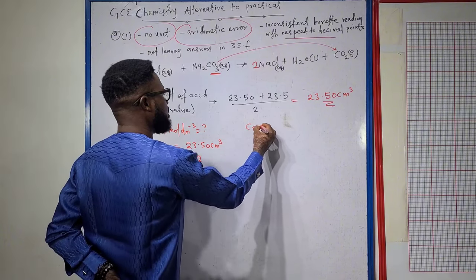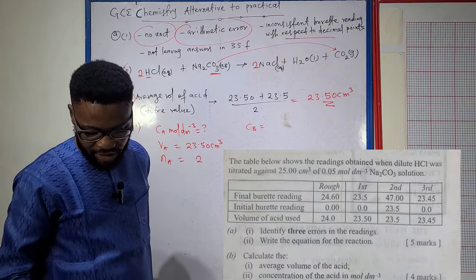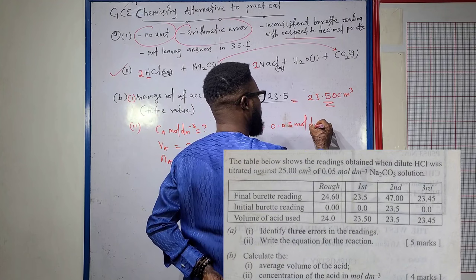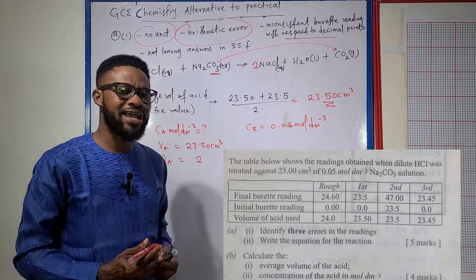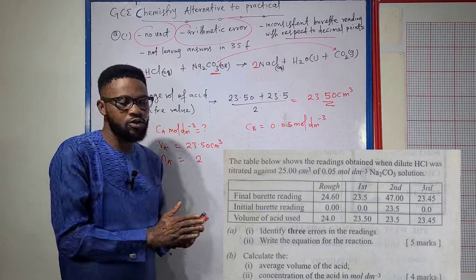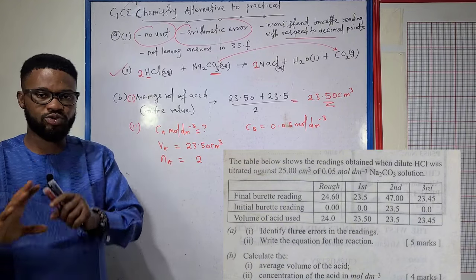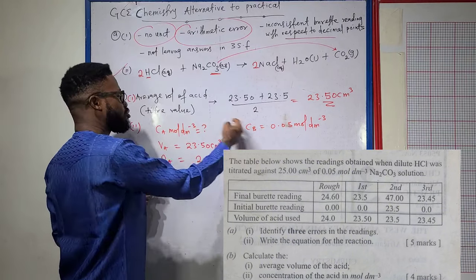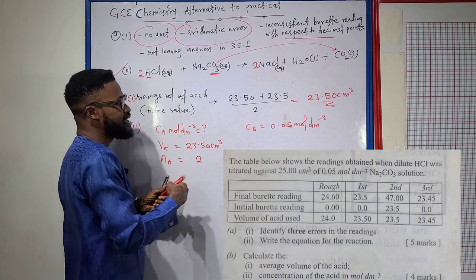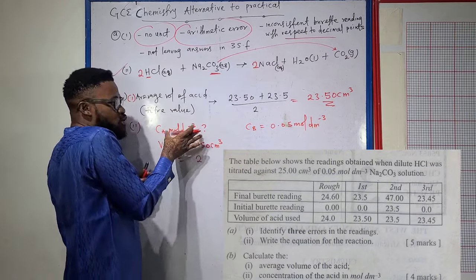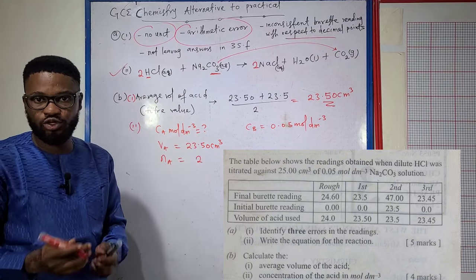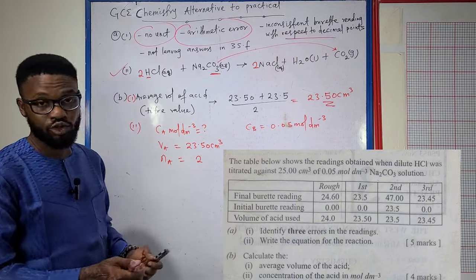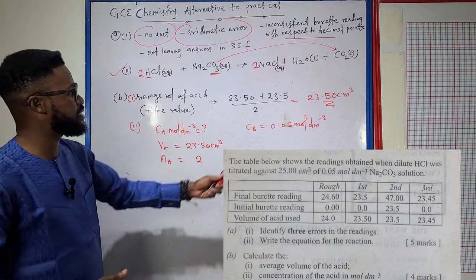Okay, for my CB, from the question, you can see that I've been given 0.05 mole per dm cube, and that is my standard solution. In titration, what we do is this. We will be given one solution of known concentration, which we call a standard solution, and then we will have to use that to calculate the concentration of the other solution. So this here is a standard solution. This here, we don't know the concentration, so it is not a standard solution. What we do in titration is to use a standard solution to standardize another solution. In this case, my base, which is sodium carbonate, is the standard solution.